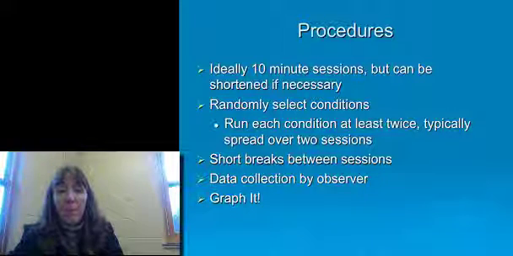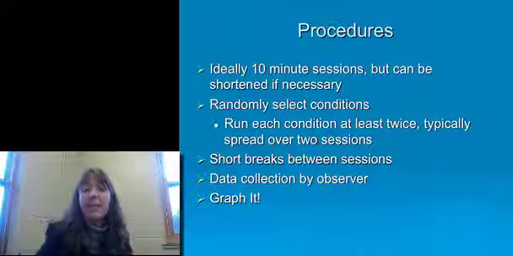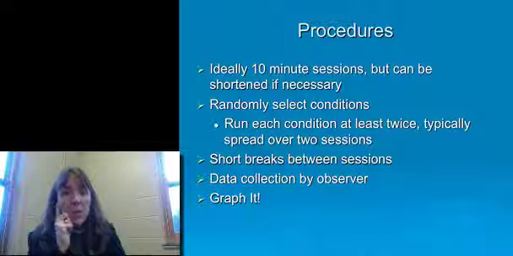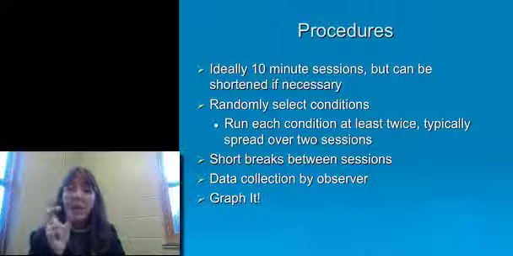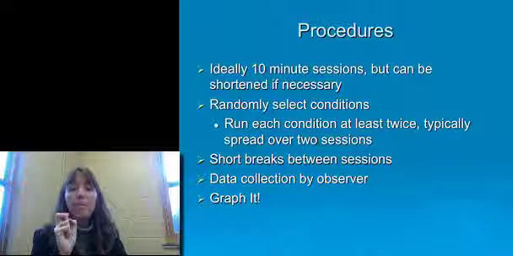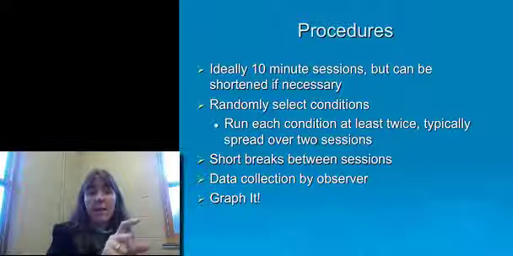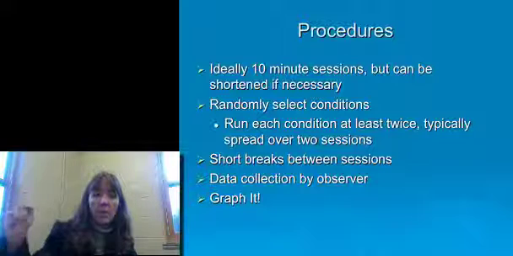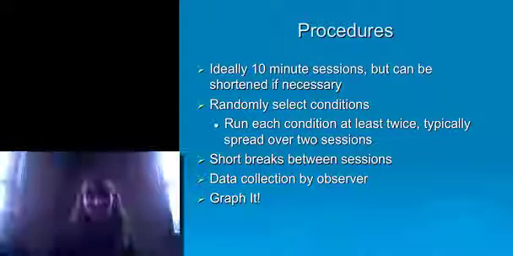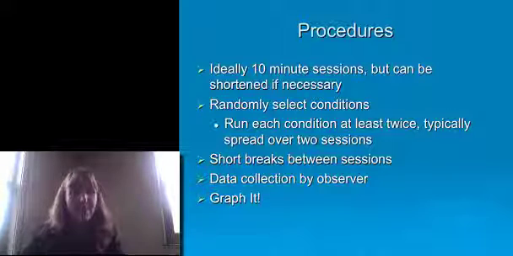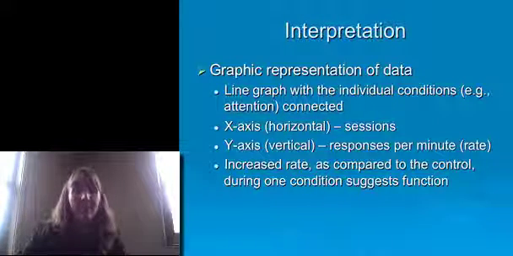So let's talk a little bit about functional analysis procedures. Ideally, these are 10-minute sessions, but they can be shortened if necessary. 10 minutes is a very long time for high-level behaviors. So in recent years, there's been studies that have done 5-minute sessions, even 2-minute sessions. And those are considerably more viable in some settings than 10-minute conditions. Generally, we randomly select conditions, but you run each condition at least twice, and there are short breaks between those sessions, and the data are collected by an observer. The lights just went out, but I hope you can still see me. And then we graph it.